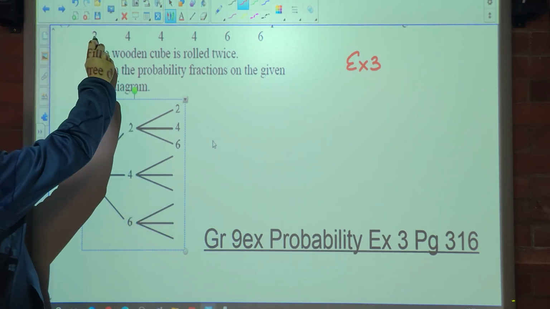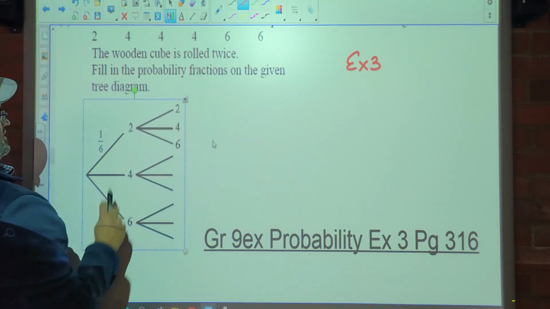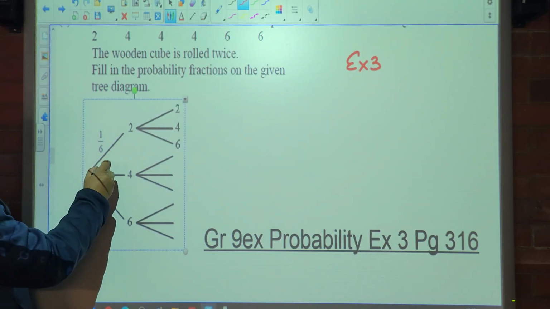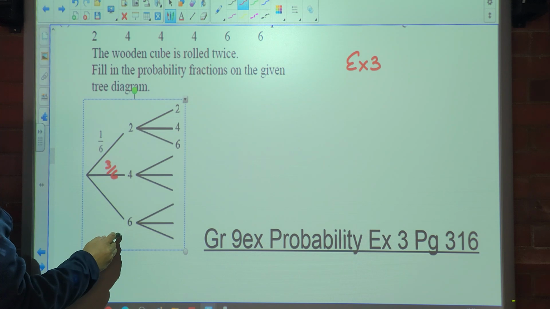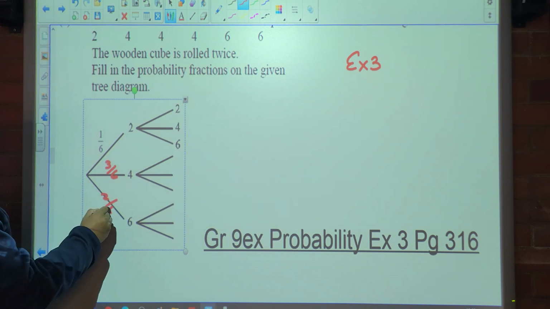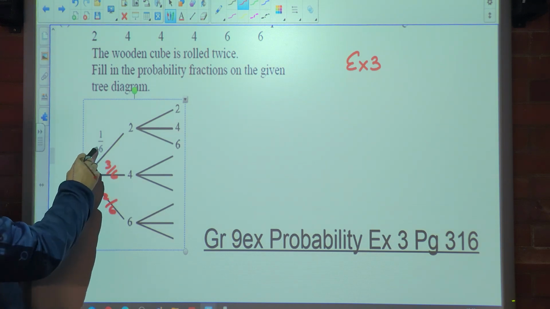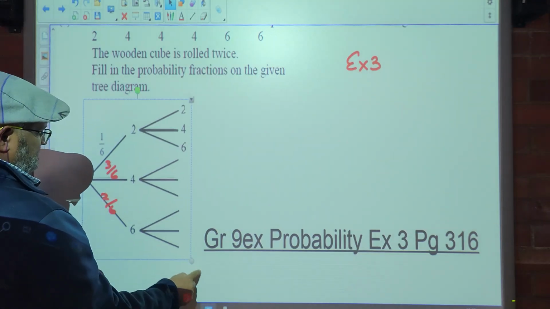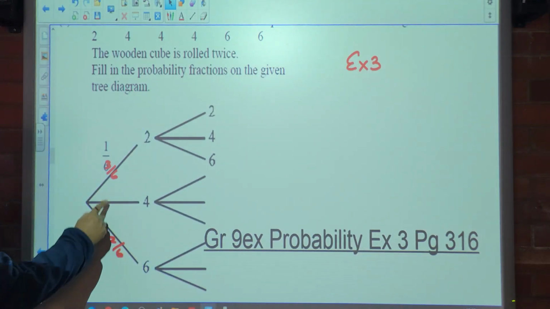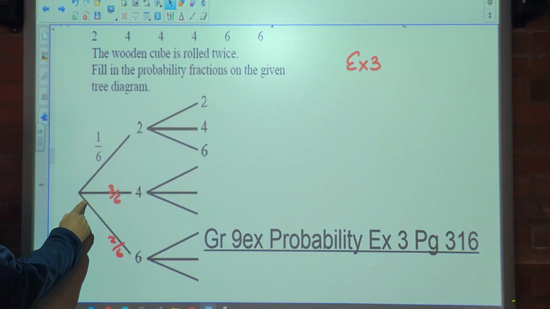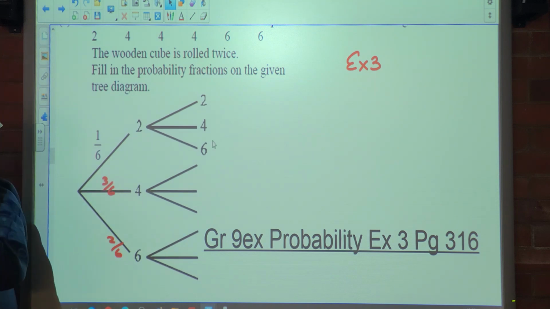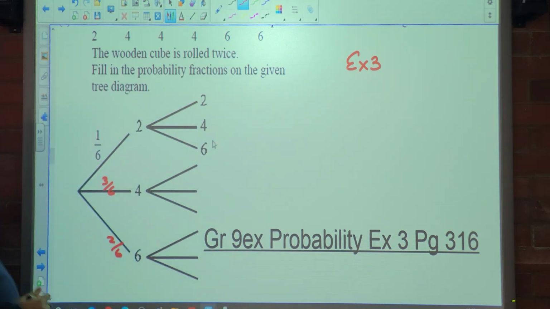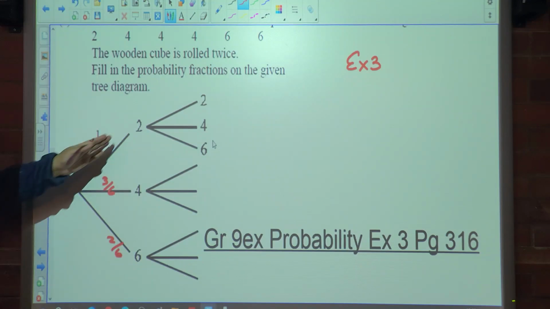So there's 1, 2 out of 6 options. How many 4s are there? 3 out of 6. And how many 6s are there? 2 out of 6. And of course, 2 over 6 plus 3 over 6 plus 1 over 6 is 6 over 6. And 6 over 6 gives me an answer of 1. Okay. You all with me? Right. So on your second toss, remember this is your first toss.